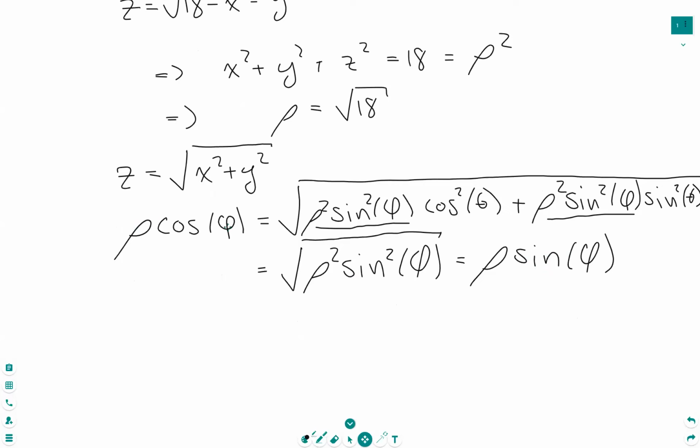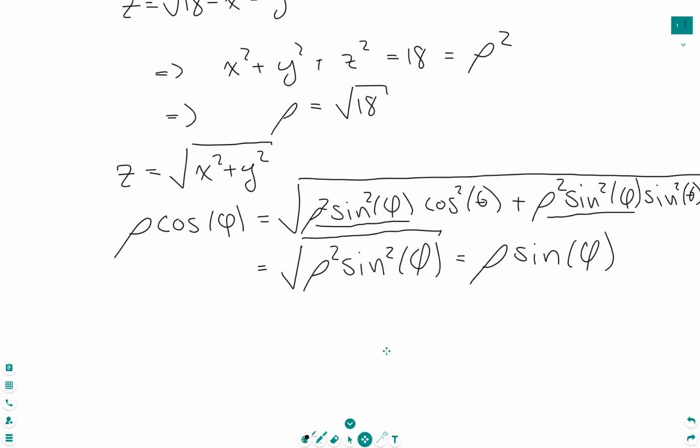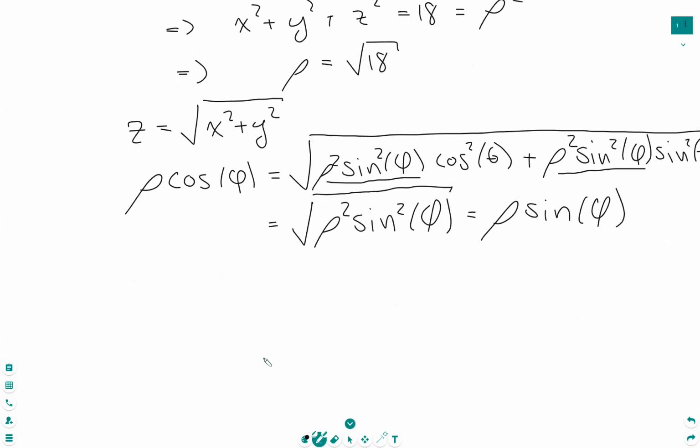So now that I have rho cosine phi is equal to rho sine phi, the rho's cancel. And what I can do is divide this cosine over. So on the left-hand side, I get 1. But on the right-hand side, I get sine phi over cosine phi, which is tangent phi. And when is tangent equal to 1? When phi is equal to pi over 4.